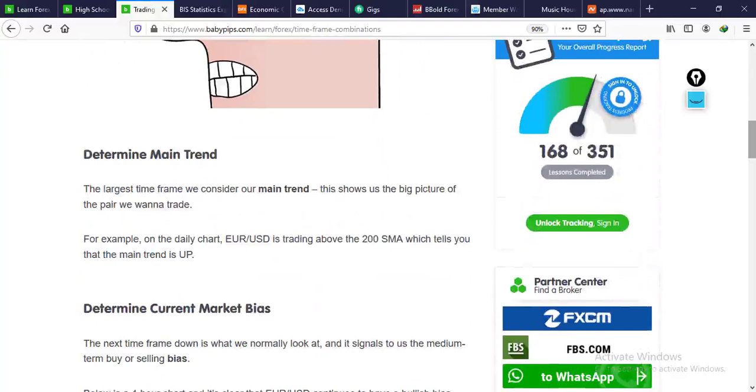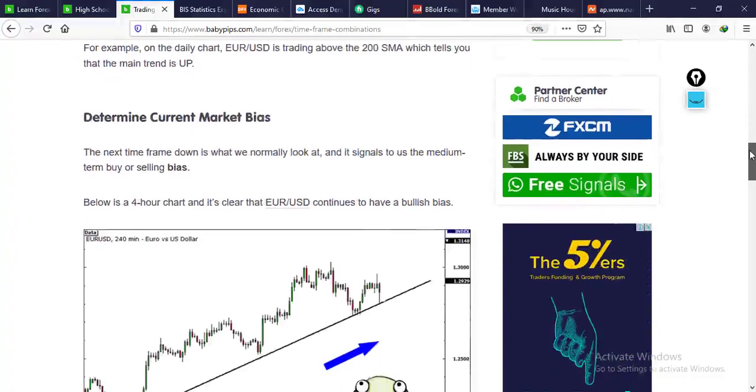Okay, so first thing, determine the main trend. The longest time frame we consider our main trend. This shows us the big picture of the pair we want to trade. For example, on the daily chart, Euro USD is trading above the 200 SMA, which tells you that the main trend is up.